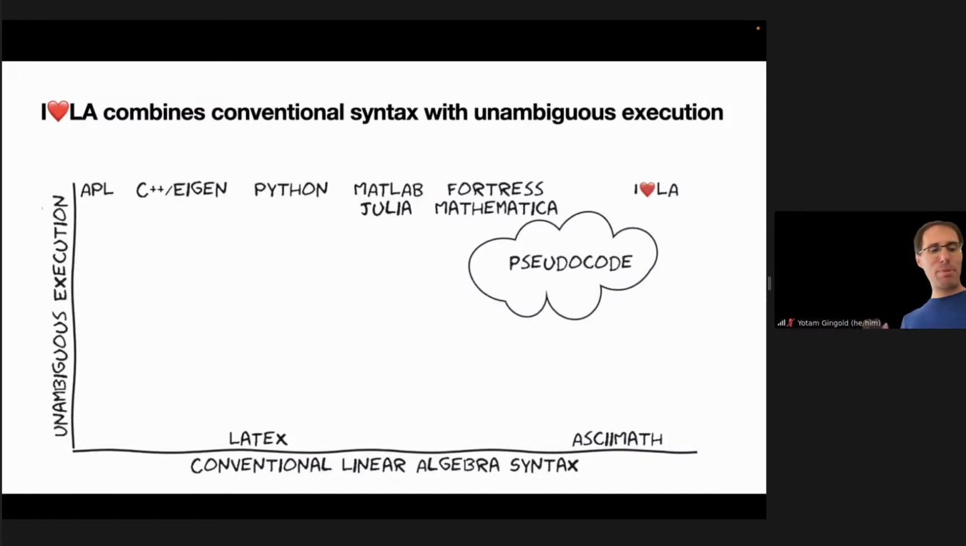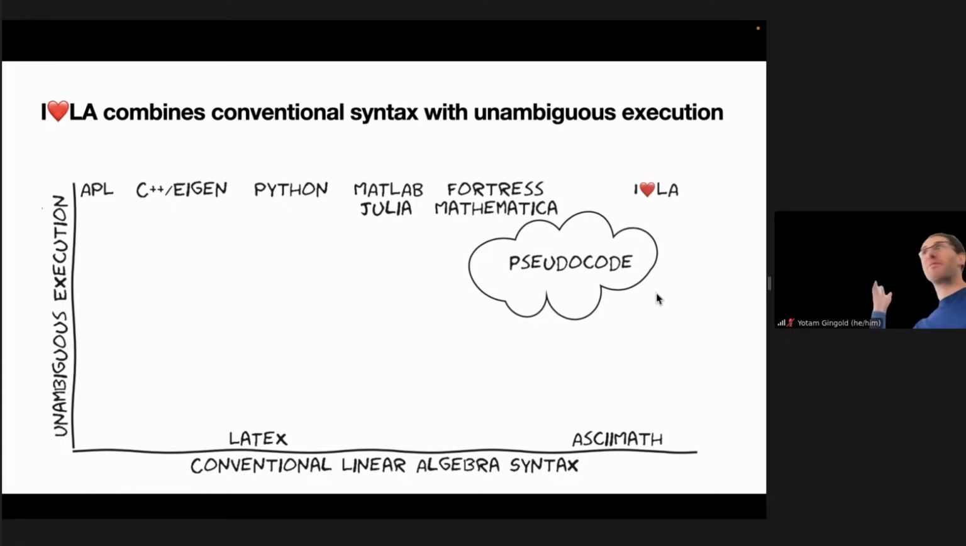And so just to put this on a plot, right? Going between conventional linear algebra syntax, does it look like linear algebra or does it look like C++ or APL? That's the x-axis. And the y-axis would be unambiguous execution, right? So with LaTeX, you can't execute your LaTeX. It's not unambiguous. ASCII math is similar. Programming languages, you can unambiguously execute them, but they're more to the left. And so our goal was to get as far to the top right as we could.